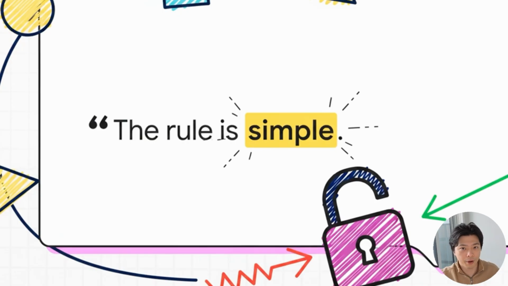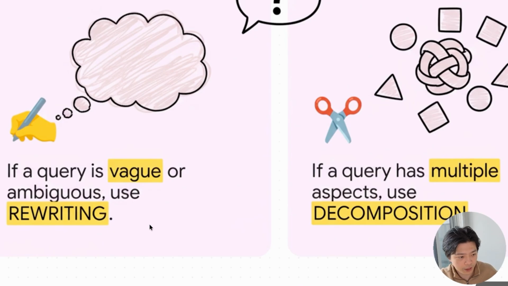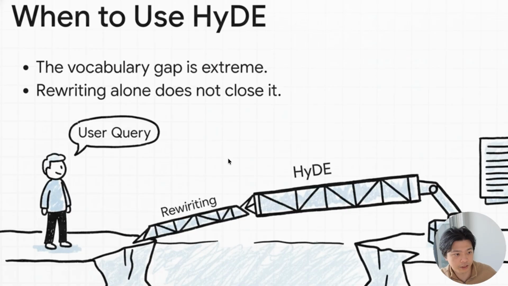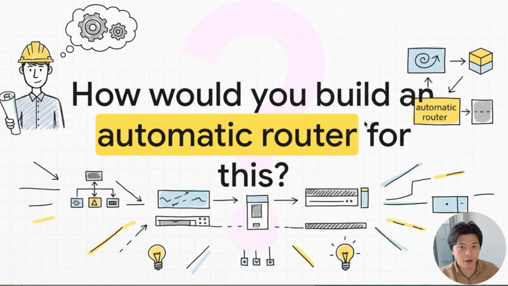The rule is simple. If the query is about one topic but vague or ambiguous, use rewriting. If the query has multiple aspects or constraints, use decomposition. HyDE is the specialist. Use it when the vocabulary gap is extreme and rewriting alone does not close it. We will also build an automatic router that picks between rewriting and decomposition at runtime. Let me show you all 3 techniques plus the router in the notebook.